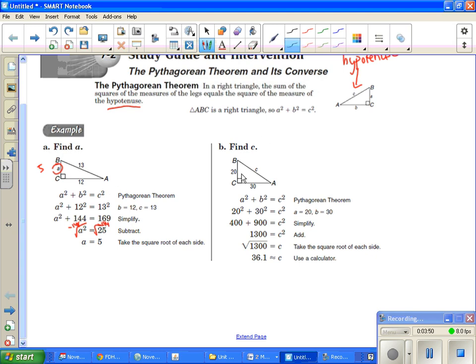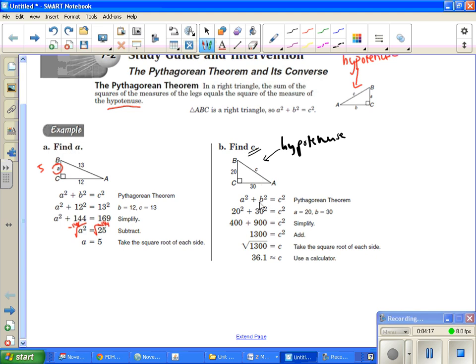All right, so this one's a little different. This time we're not looking for one of the legs. This time they're asking us to find C. So remember, C is the hypotenuse. A squared, go ahead and label that, is going to be our 20. B is 30. And then C is what we're looking for.